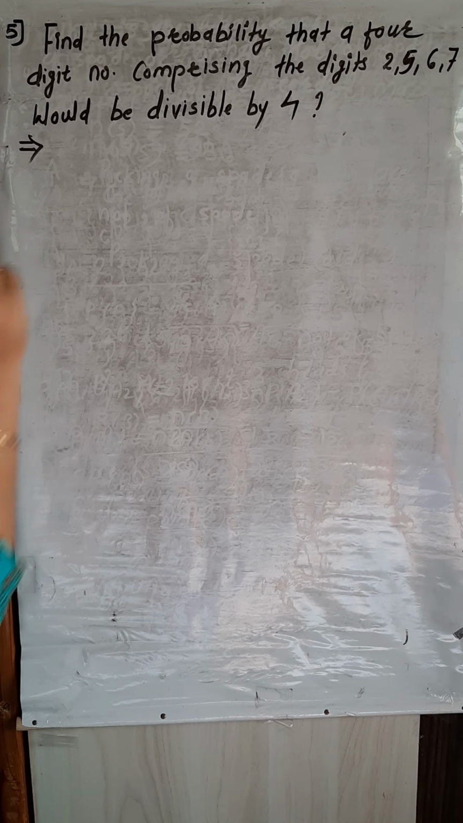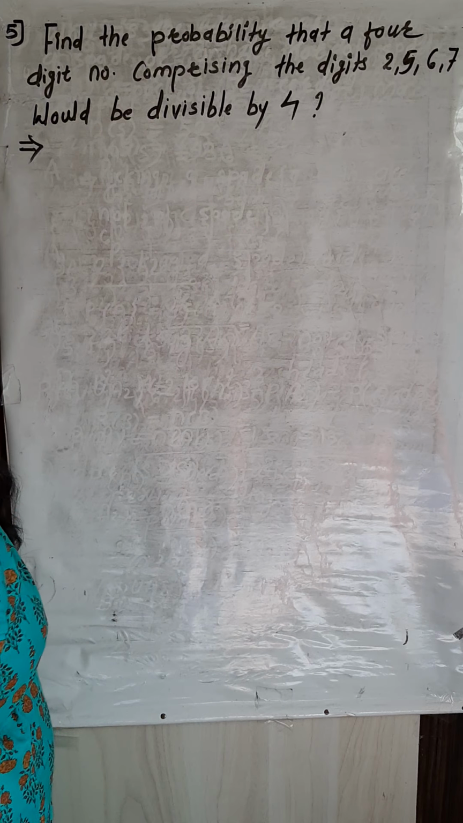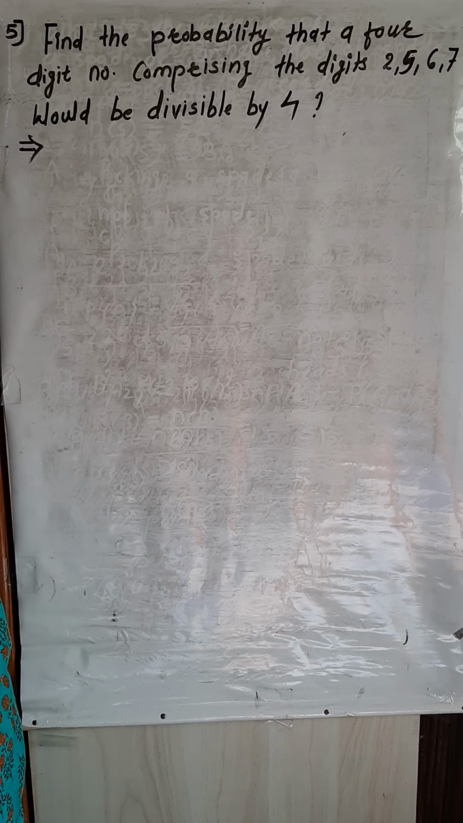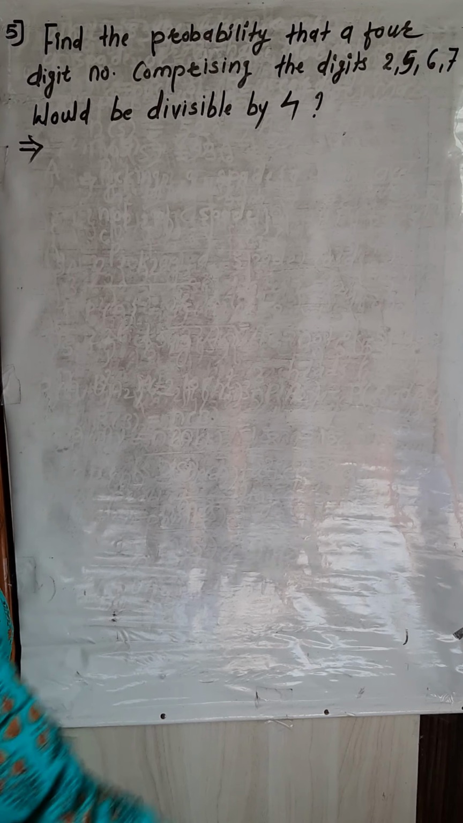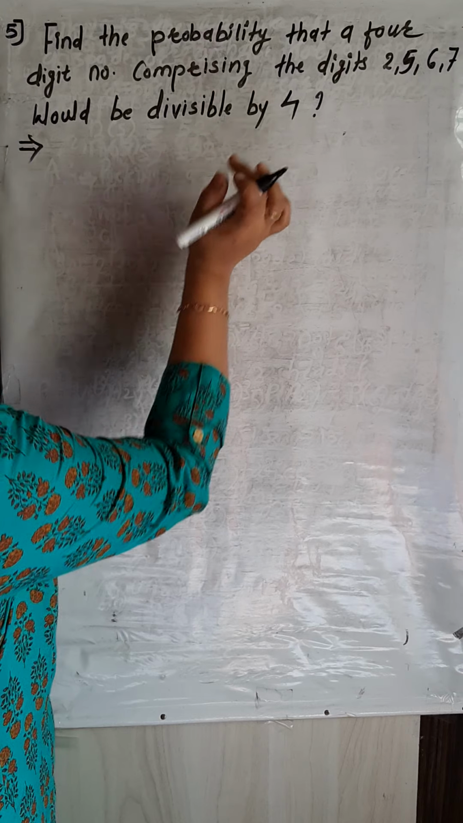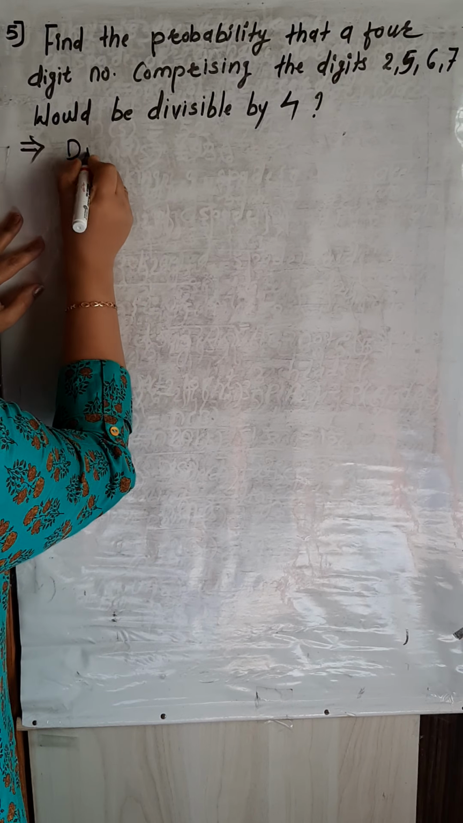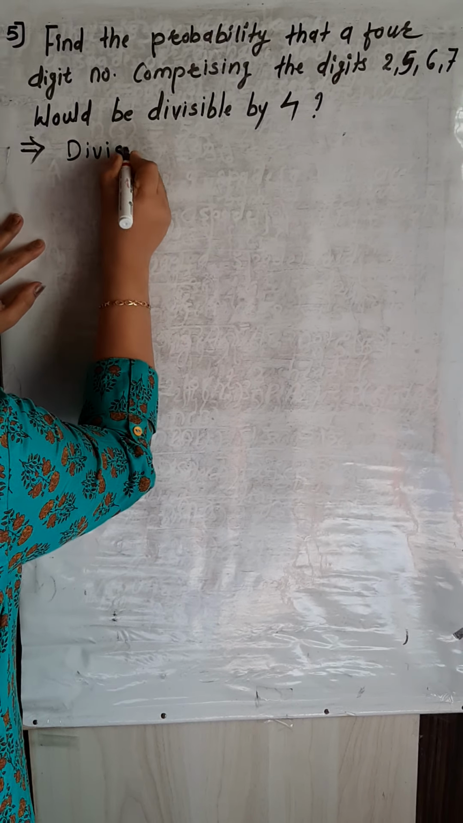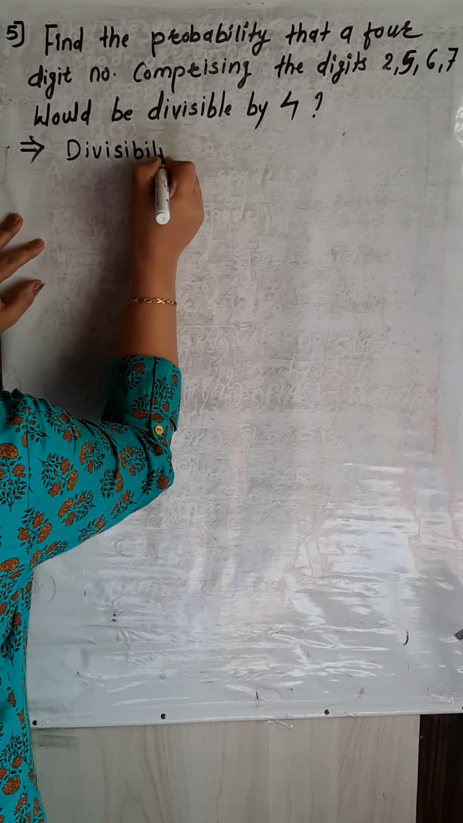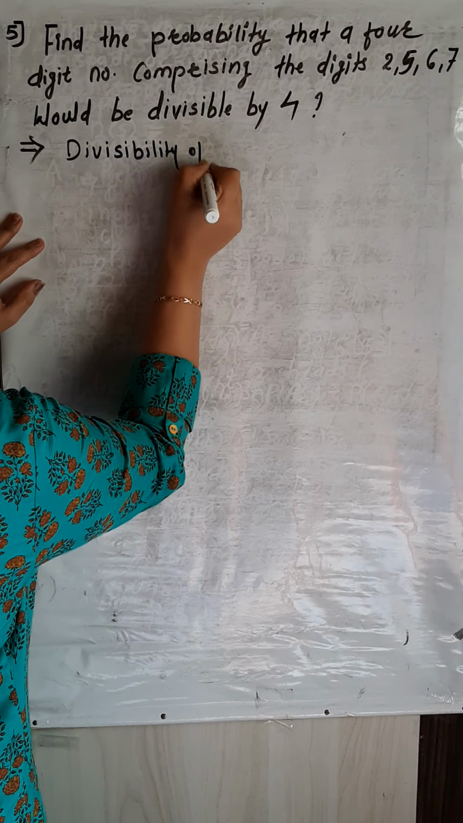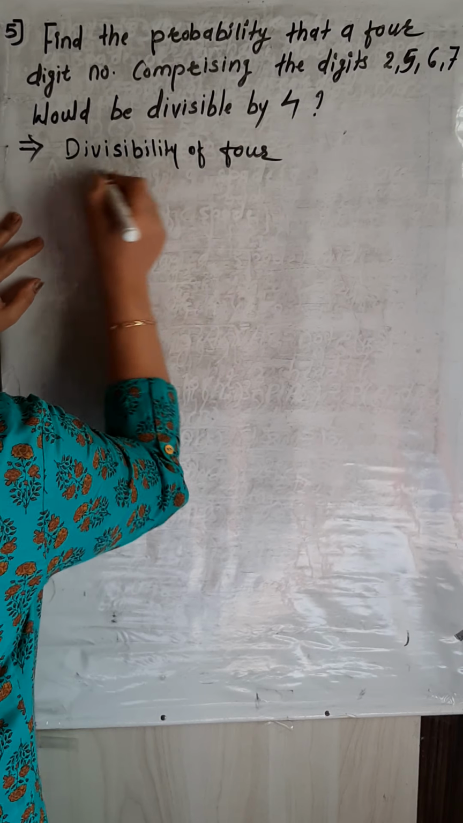Fifth question. Find the probability that a 4-digit number comprising the digits 2, 5, 6, 7 would be divisible by 4. So we have to find all those 4-digit numbers which are divisible by 4. Before going to solve this question, we need to know what is the divisibility of 4. So divisibility of 4 is what?